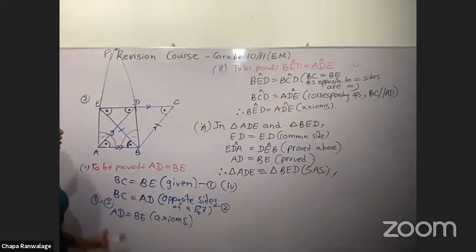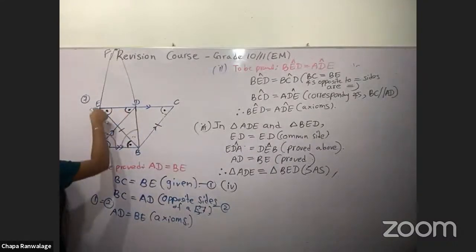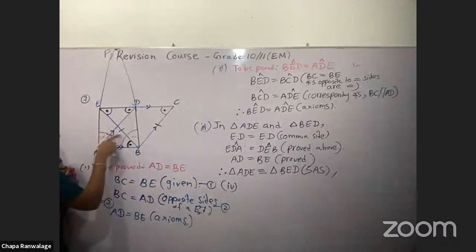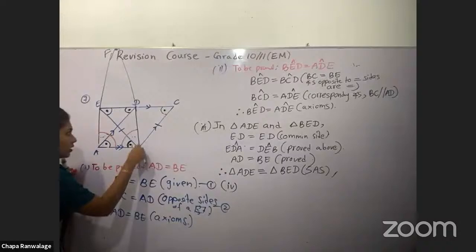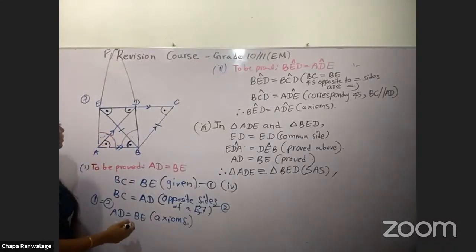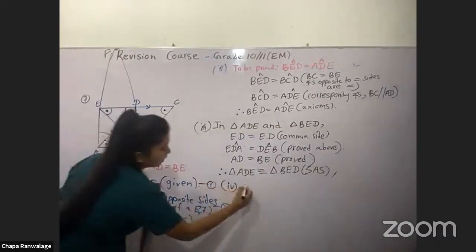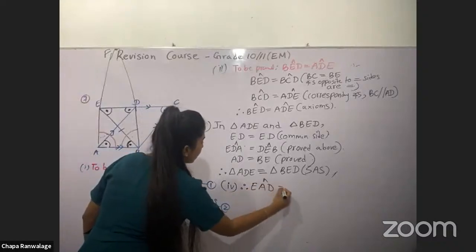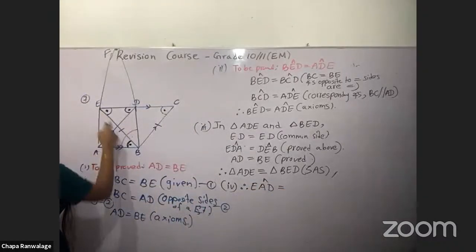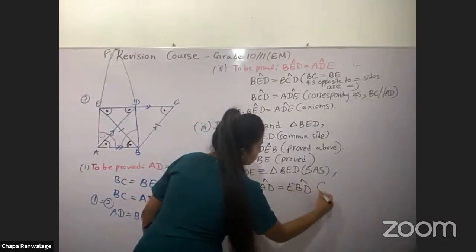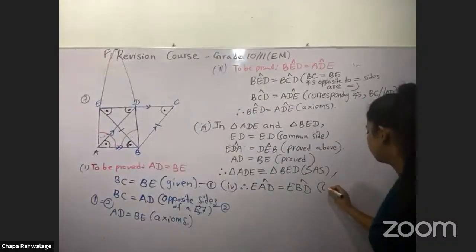Corresponding elements, yes. Now here in the third one, we have proved that these two are congruent. Correct? Therefore, EAD angle is equal to EBD angle. Corresponding elements.